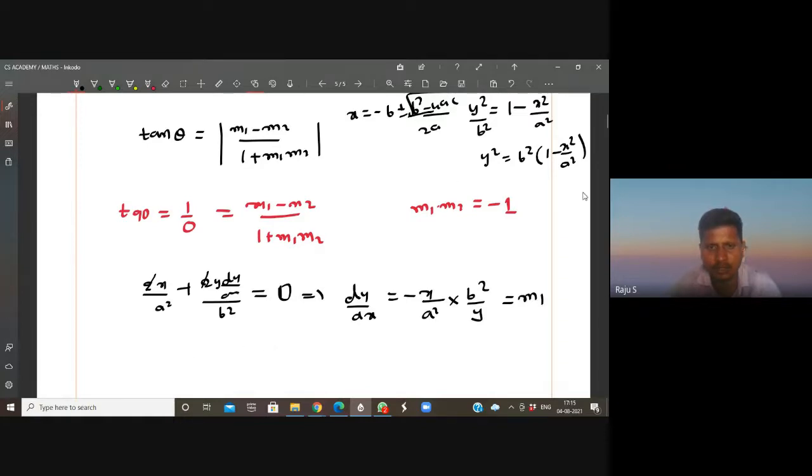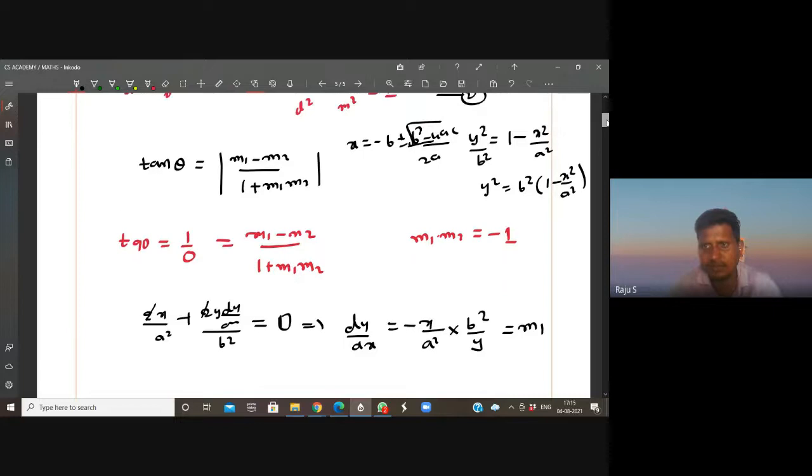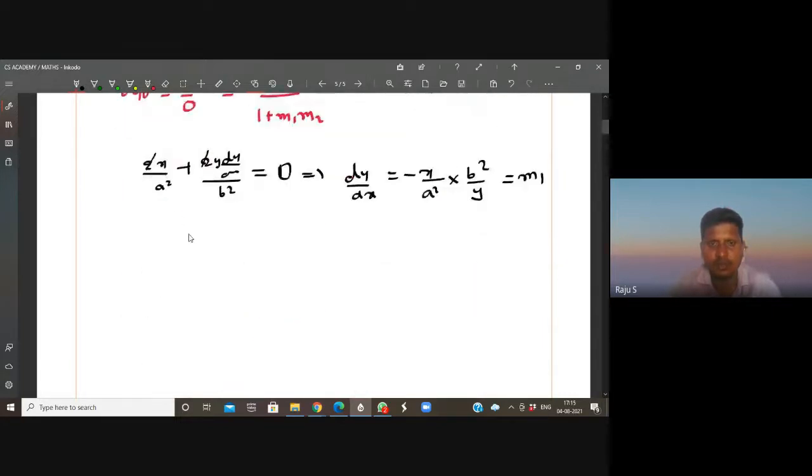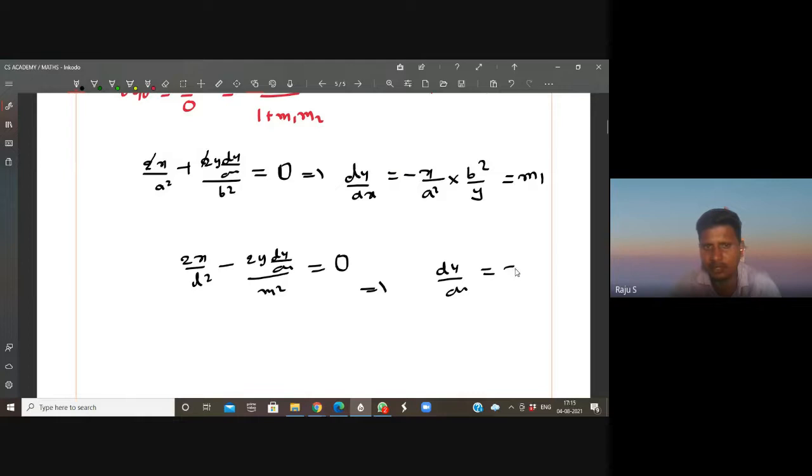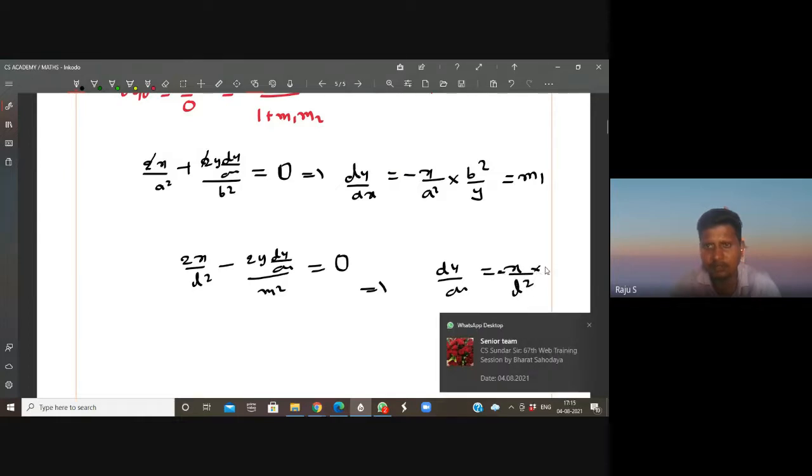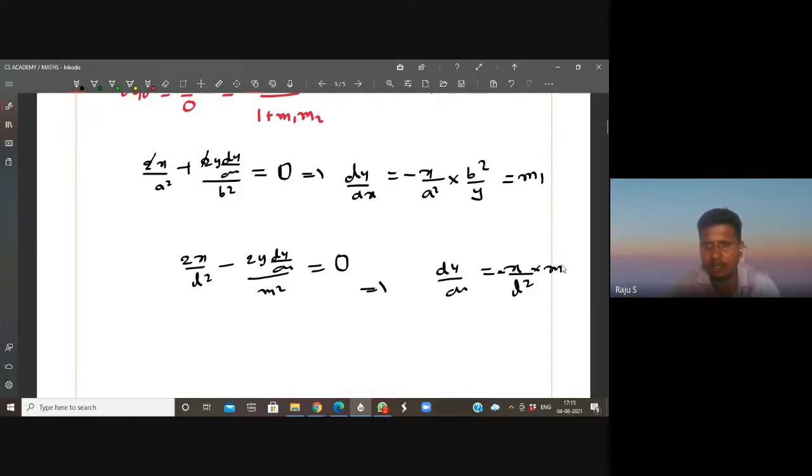In the same way, how to differentiate the second equation. Second equation: 2x by l square minus 2y dy by dx by m square is equal to 0. Which implies dy by dx is x by l square into m square by y. Here it is plus, because minus becomes plus.